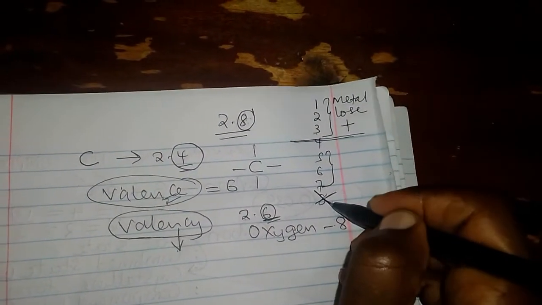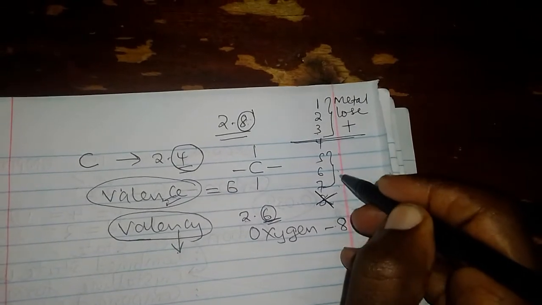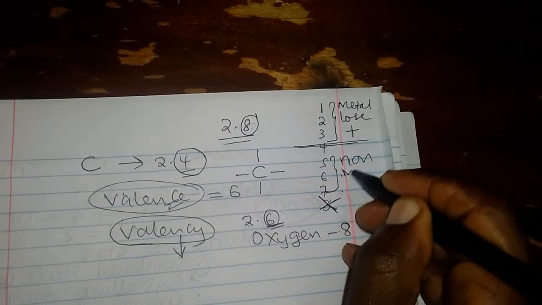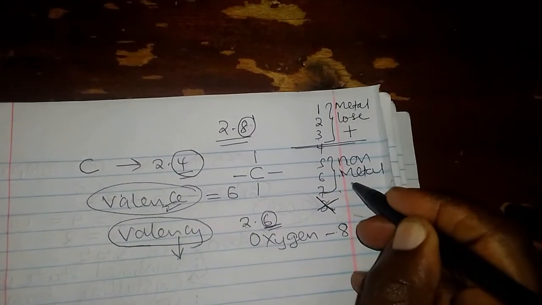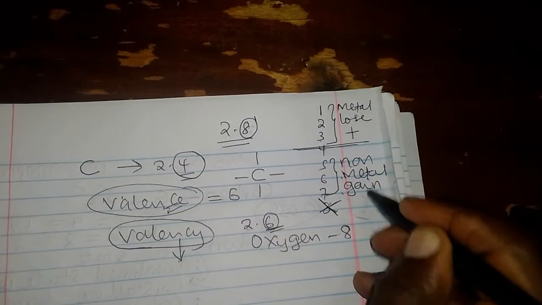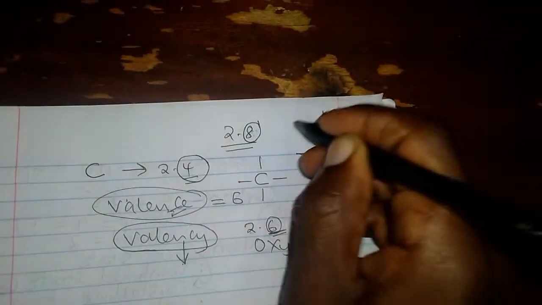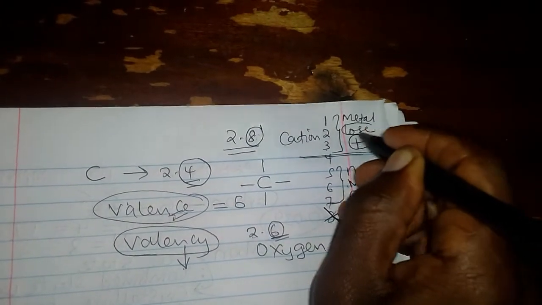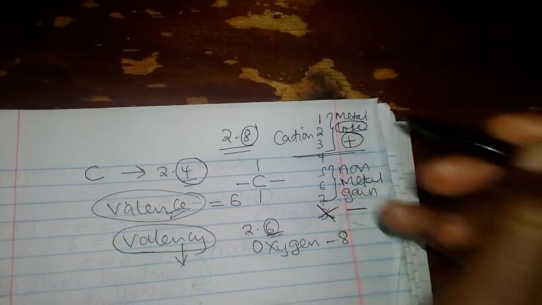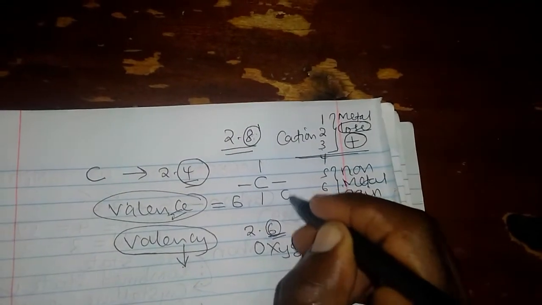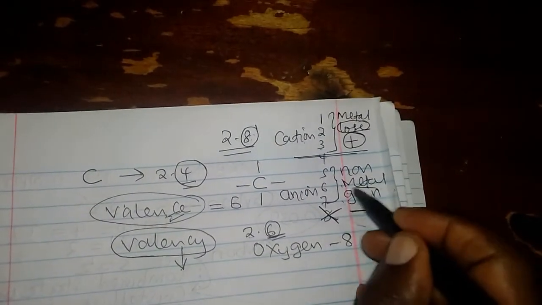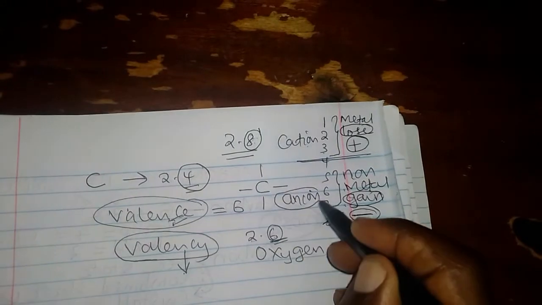So I'll forget about this and mention 5, 6, 7. Any element that has 5, 6, 7 qualifies to be a non-metal. In this case, it has to gain, and through gaining, it becomes negatively charged. A metal forms what you call a cation, which is positively charged. It reacts by losing, and then it becomes an ion. If it loses, it becomes positively charged. If it gains, it becomes negatively charged. So it becomes an ion.